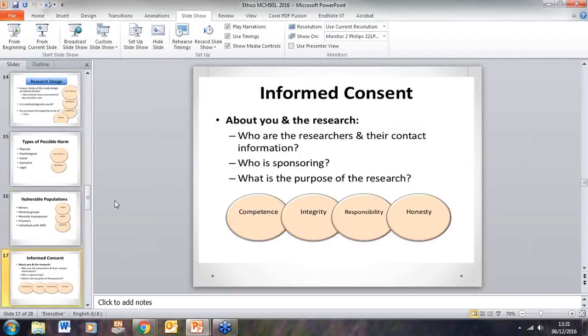We would also look at ideas of informed consent. So who are the researcher and their contacts? Who are they, and who's their contact information? Who's sponsoring them? So who is overseeing their research, and what is the purpose of their research? And this is about competence, integrity, responsibility and honesty. And it can be about issues of coercion as well. So what's the underlying purpose of this research?